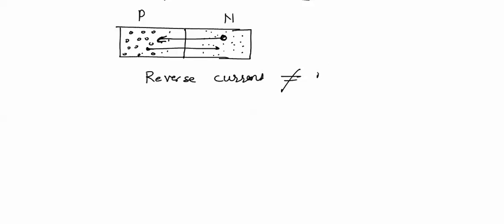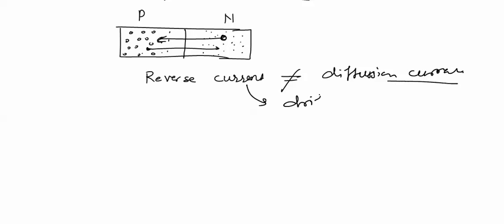cannot be a diffusion current, as in the case of forward bias PN junction, so reverse current is a drift current. It can be asked in the examination, the nature of reverse current is drift current. Now we will draw VI characteristics for a reverse biased PN junction.